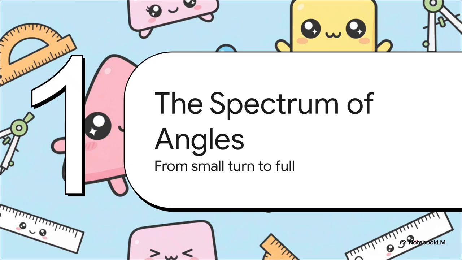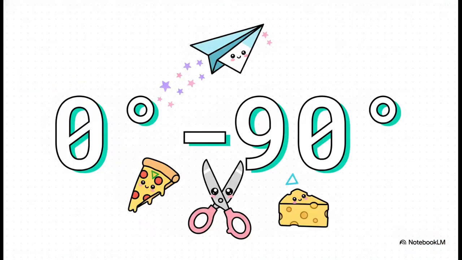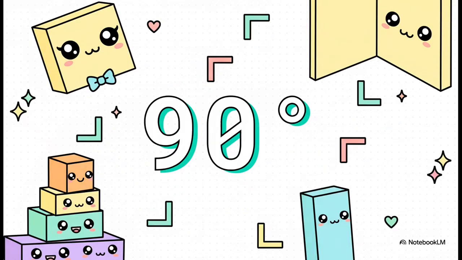So let's meet the whole family, shall we? First up, we have the acute angle. This is any turn that's greater than 0 but less than 90 degrees. Like the sharp point on a slice of pizza. That's a classic acute angle. Land exactly on 90 degrees, and you've got the foundation for almost everything we build, the right angle. It's that perfect corner you see on books, boxes, and the walls of buildings.